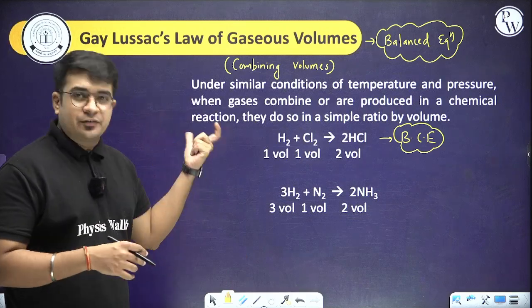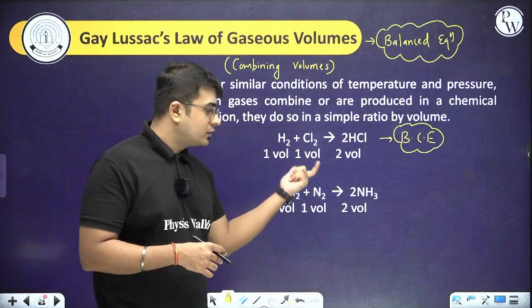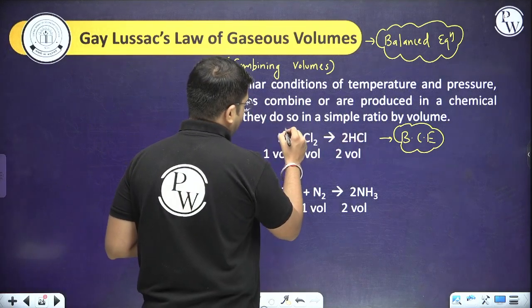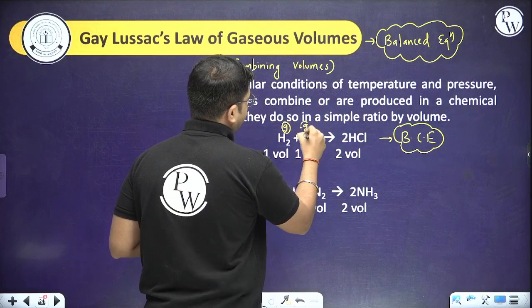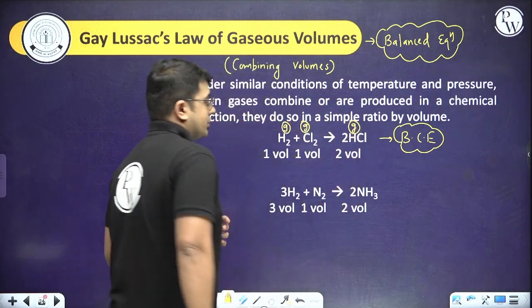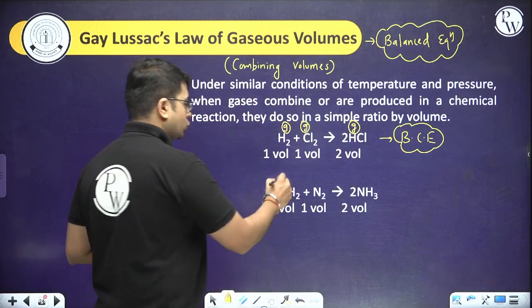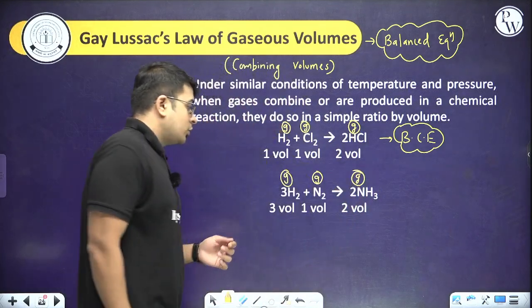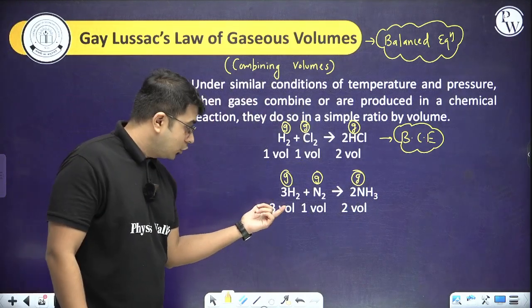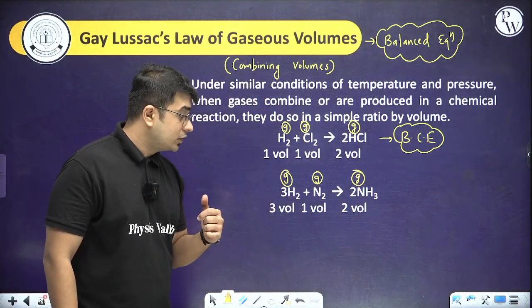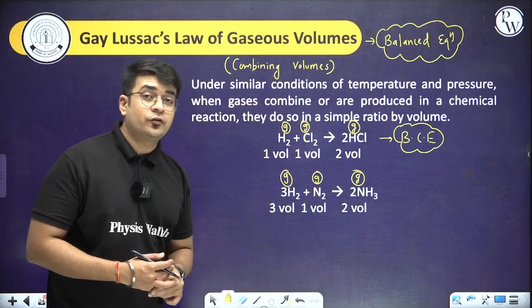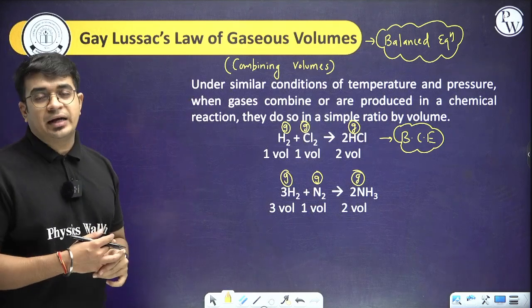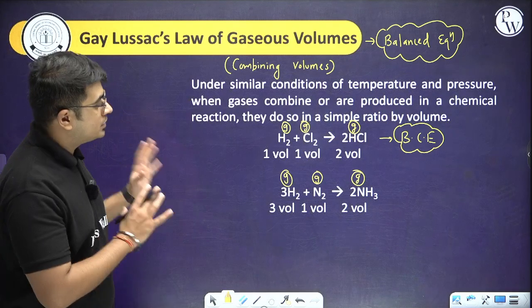but the basic idea is that one volume of one species is going to combine with one volume of another species to form two volumes of the next species, because in this case H2 is in gaseous state, Cl2 is in gaseous state, and HCl will be in gaseous state. Just like that, we have H2 in gaseous state, N2 in gaseous state, and ammonia is also in gaseous state. So I can say after balancing the equation, 3 volumes of H2 are going to combine with 1 volume of N2 to form 2 volumes of ammonia. So that is the basic idea about the law of combining volumes or gaseous volumes. I hope this part is clear.